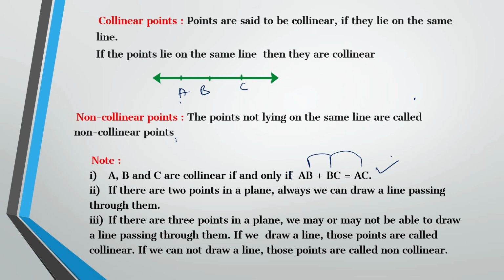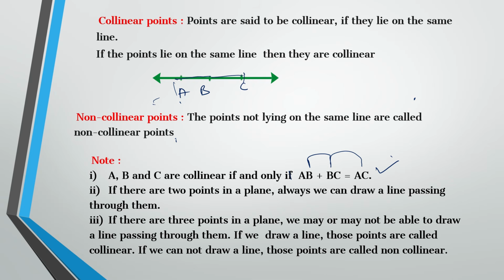You can see that the sum of the lengths of AB and BC is equal to AC. Okay, this is about a condition. If there are two points in the plane, we can always draw a line passing through them.